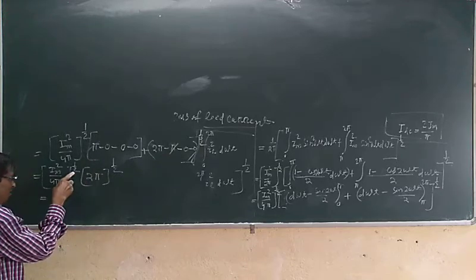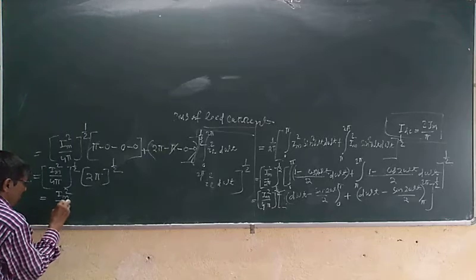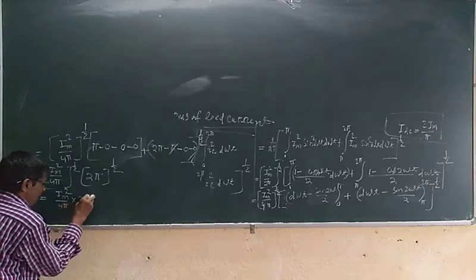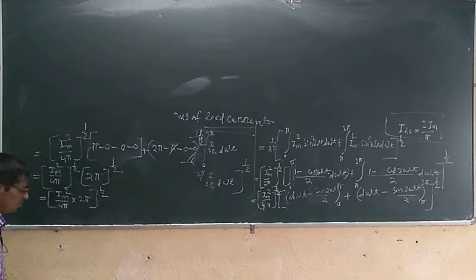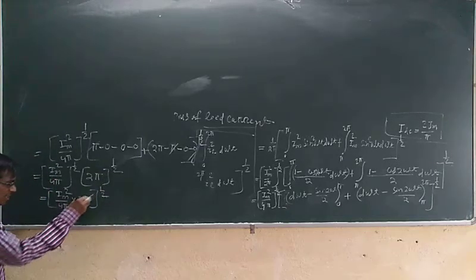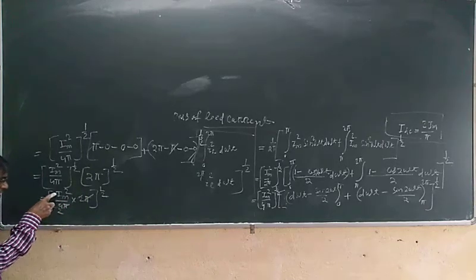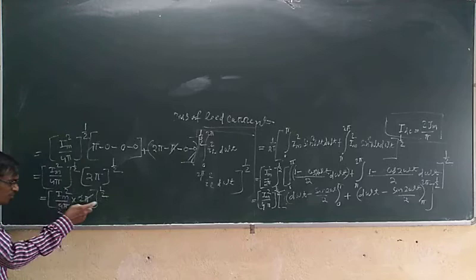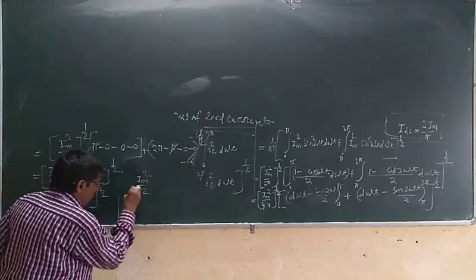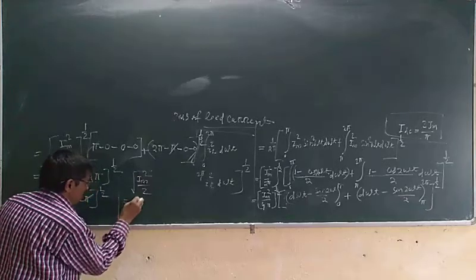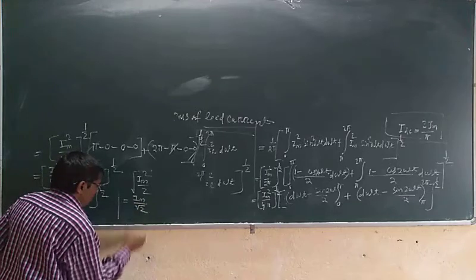Again Im square by 4 pi into 2 pi under root 1 by 2. Here pi cancels and 2 and 4 cancel, that is the 2. Now Im square by 2 under root, that means Im by root 2.